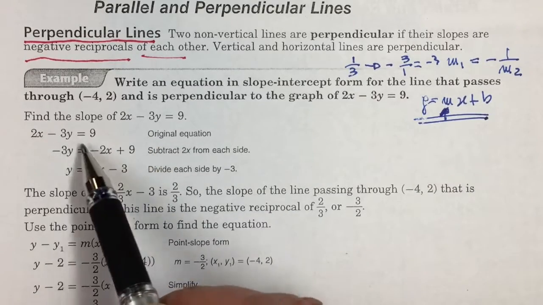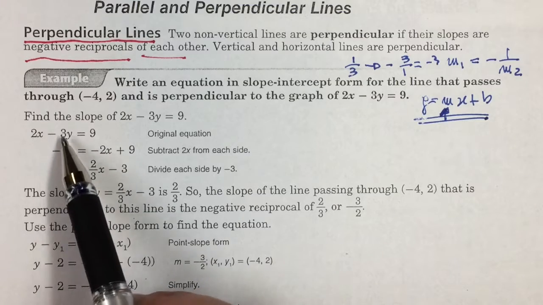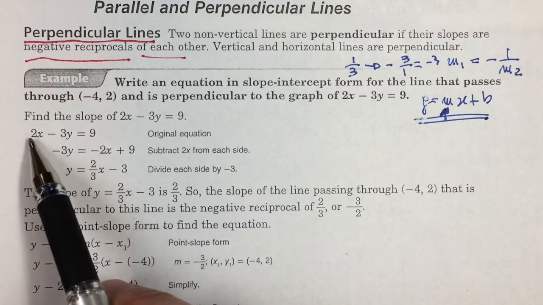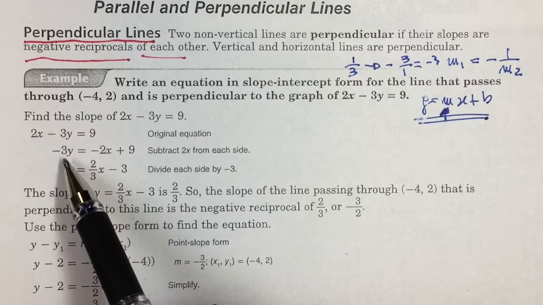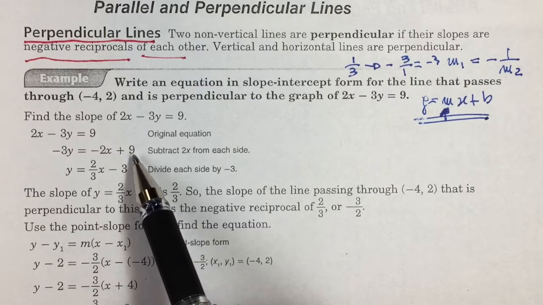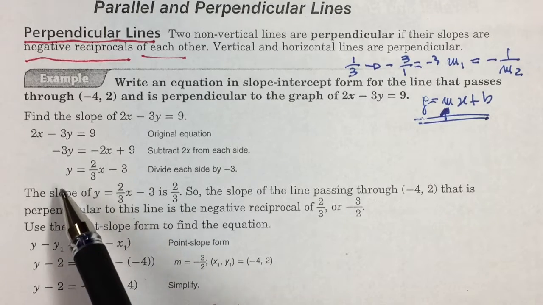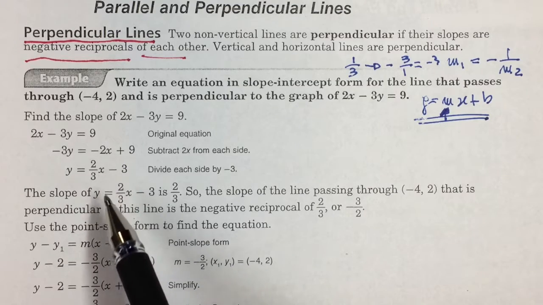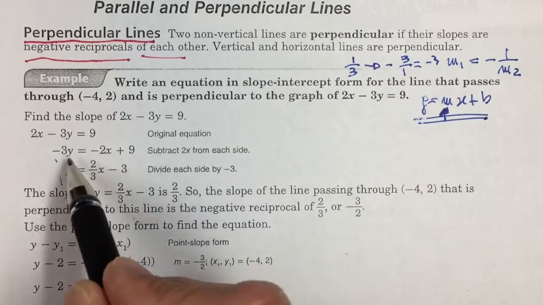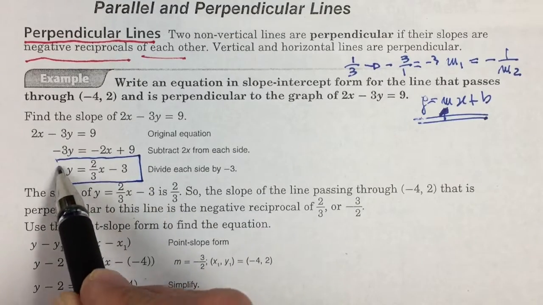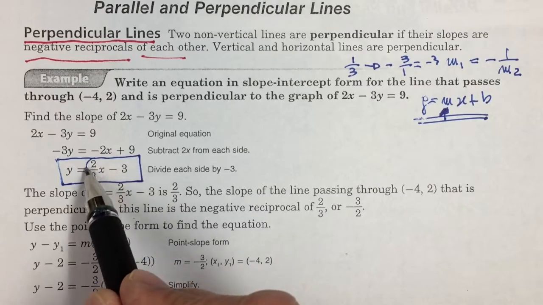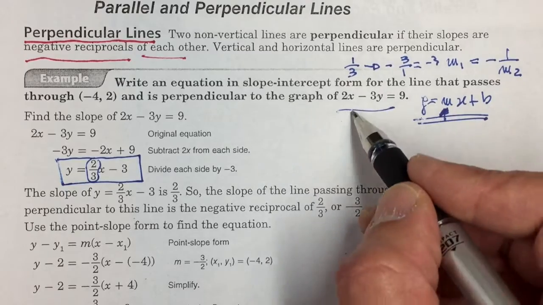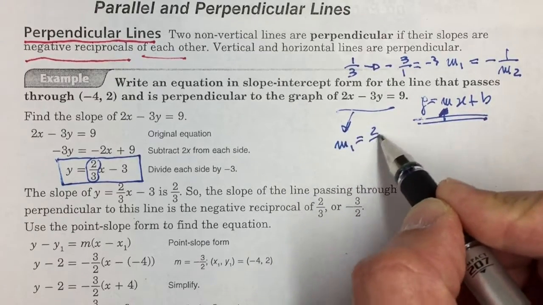In the original equation, I'm going to subtract 2x from both sides, so I can bring this 2x to the other side. And I have negative 3y equals negative 2x plus 9. Now we're going to eliminate the negative 3 by dividing both sides by negative 3, and I have y equals 2/3 of x minus 3. In this case, you can see that the equation is in slope-intercept form, and my m is going to be this coefficient of x, 2/3. So the m for this line is 2/3. m1 is 2/3.